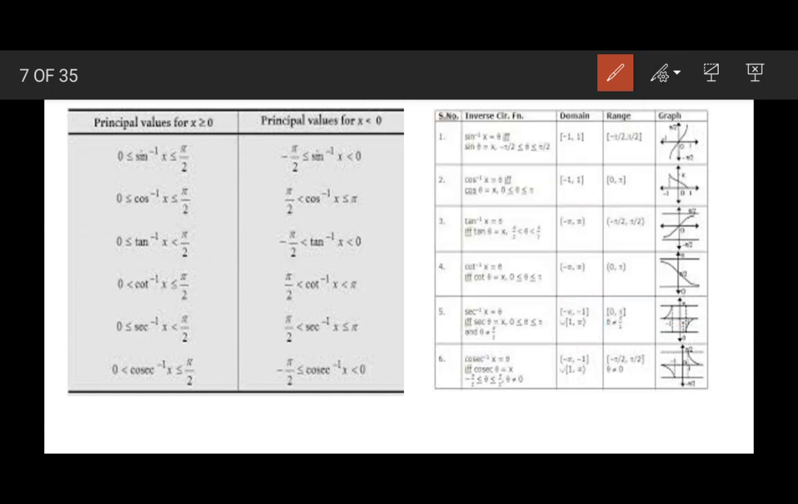Then for cosec, the principal value is 0 to pi by 2 when x is greater than 0. When x is less than 0, it lies between minus pi by 2 and 0. And the range will be minus pi by 2 to plus pi by 2. And the domain will be minus infinity to minus 1, then union with 1 to infinity. So this is the principal value, range and domain and also the graph of the inverse trigonometric functions.